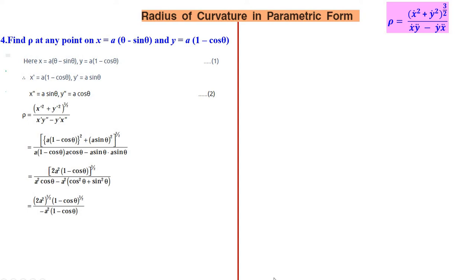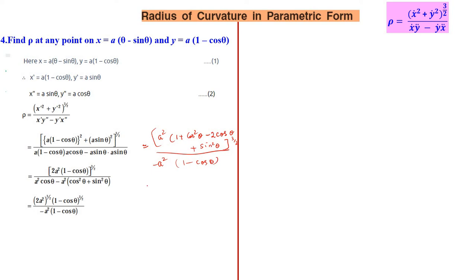When you expand that, what you get is a square into 1 plus cos square theta minus 2 cos theta plus a square we are taking out, so sin square theta whole thing raised to 3 by 2, that's in the numerator. And of course in the denominator we have already said, so we are taking a square out with the negative sign, means you will have 1 minus cos theta.